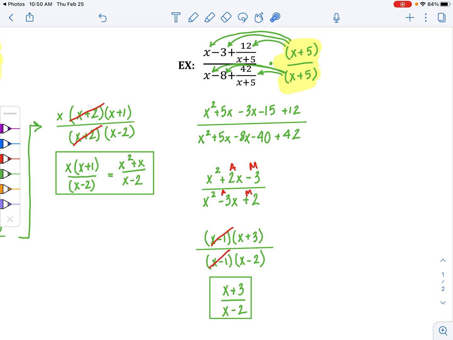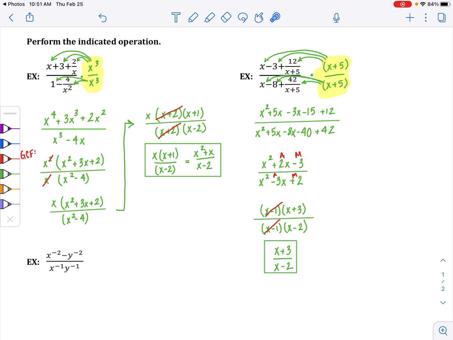Now, some people might want to cancel these x's, and I want to make this very clear. You cannot cancel these x's because they are part of this group. There's addition and subtraction happening. Here, because there was multiplication, the whole group can go away. But do not cancel those x's there because they are part of that binomial with addition and subtraction.